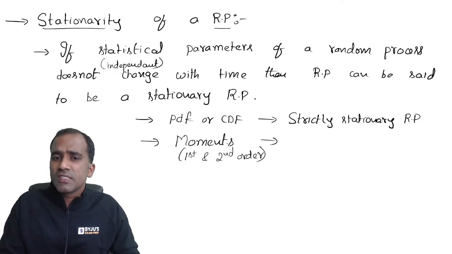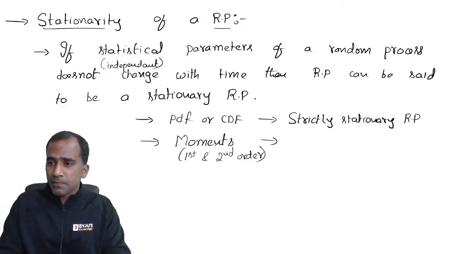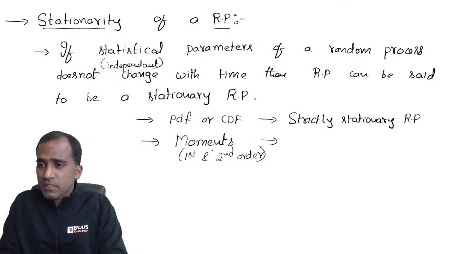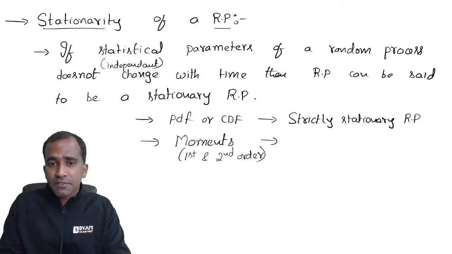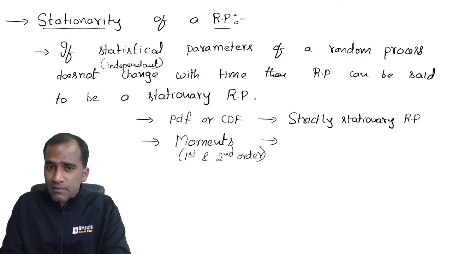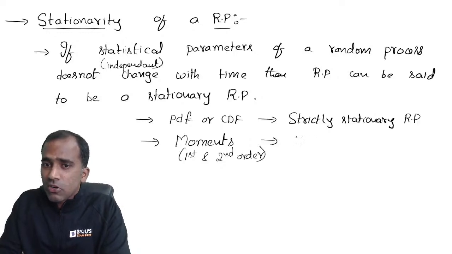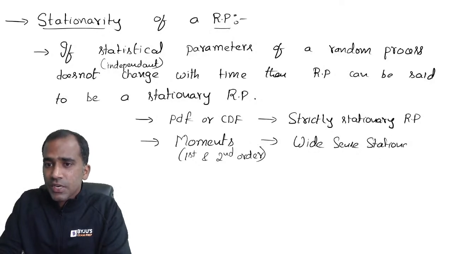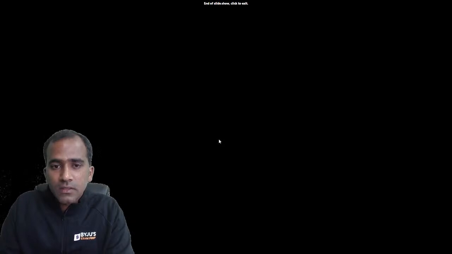But if only moments do not change with time, we can't say anything about PDF, because from moments we can't get PDFs. Moments are one type of statistical parameters. We can calculate moments from PDF and CDF only. If moments do not change with time, we can't guarantee that PDF or CDF does not change with time. So if moments are not changing with time, we can't call it a strictly stationary random process. We can only call it a wide sense stationary random process.